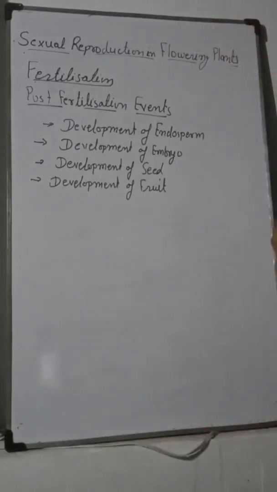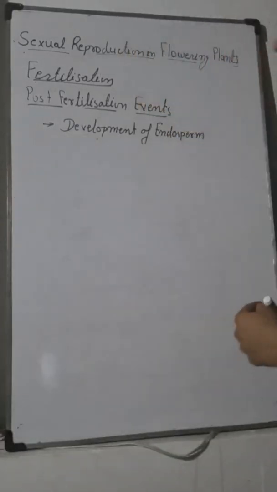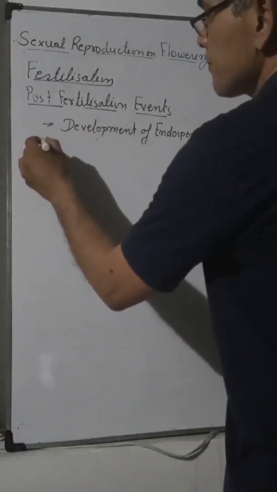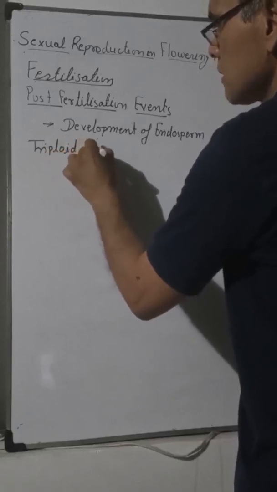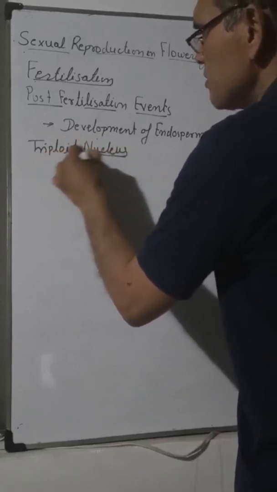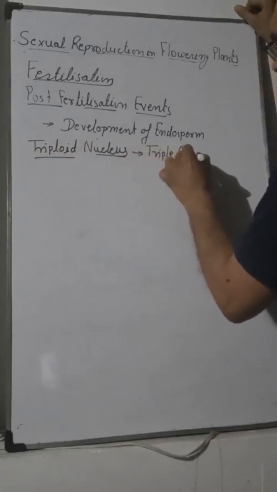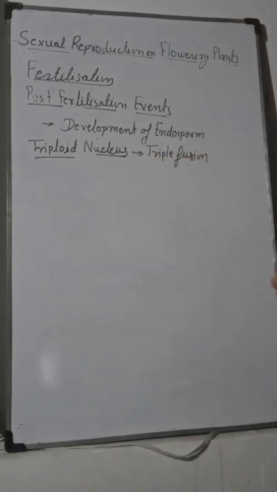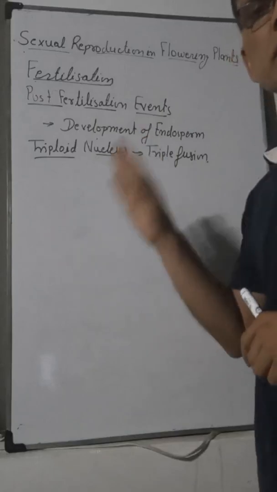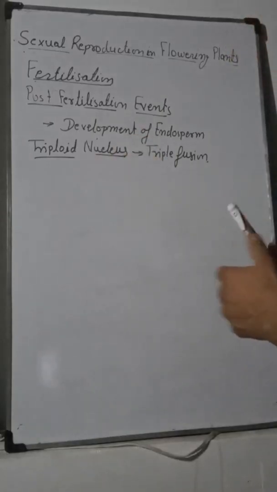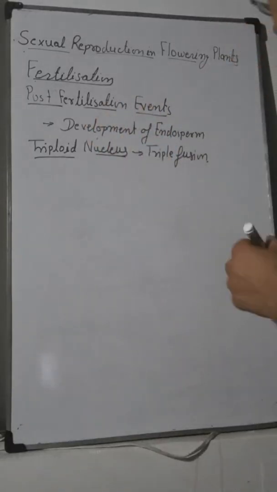Today we discuss the development of endosperm. The triploid nucleus, which is formed from triple fusion, helps in the development of endosperm. The development of endosperm is of three types.